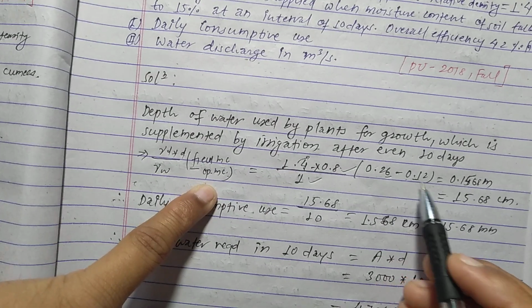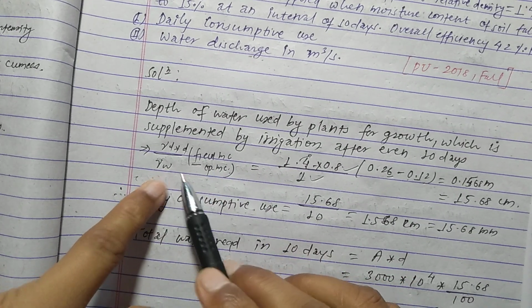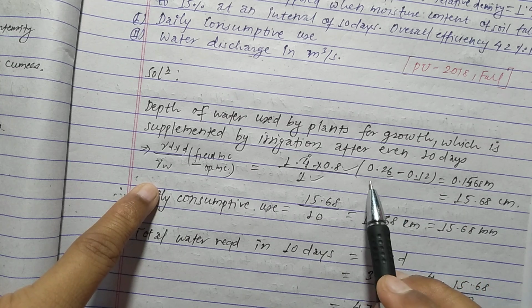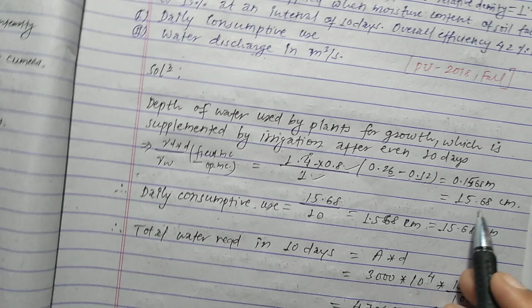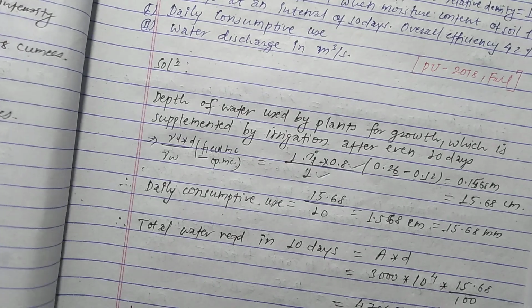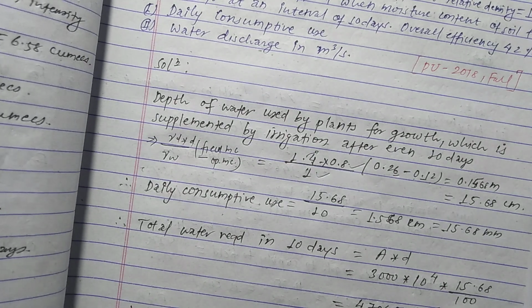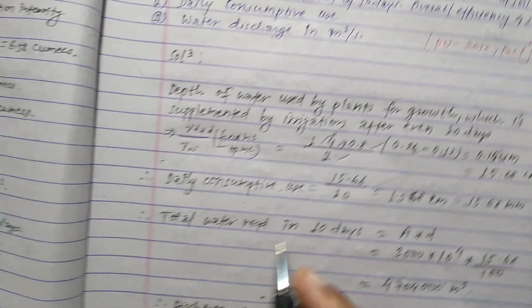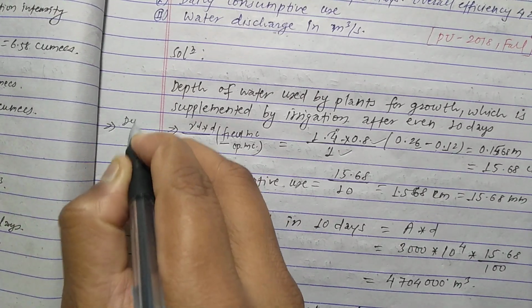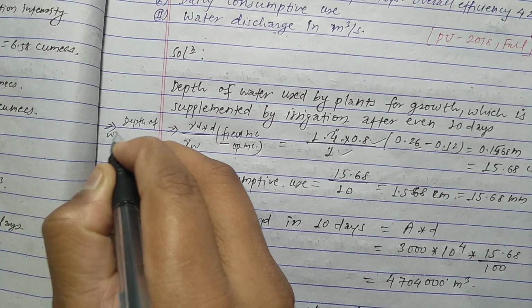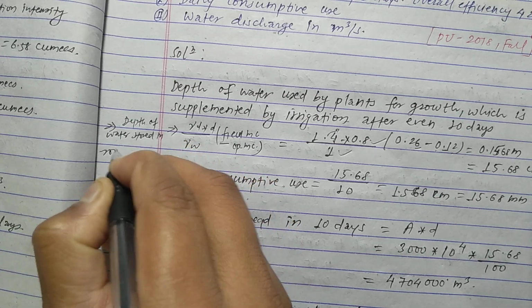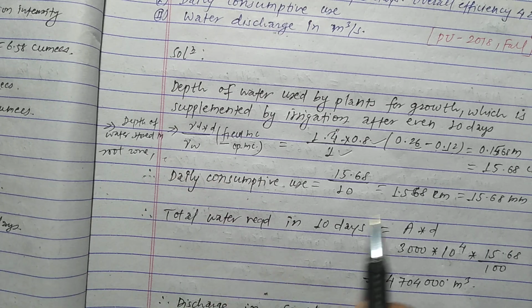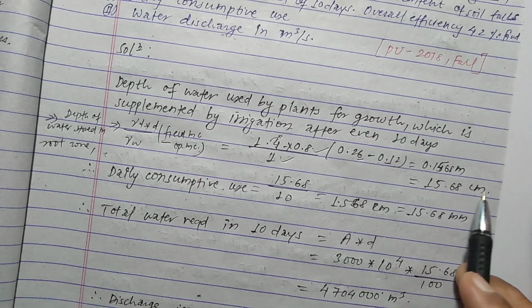So we just keep this value in this formula. After using this formula we get this value equal to 0.1568 or 15.68 cm. Okay, so the depth of water stored in the root zone we have already calculated, that is 15.68 cm.